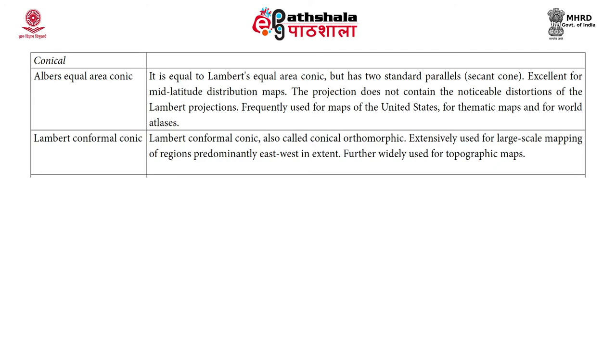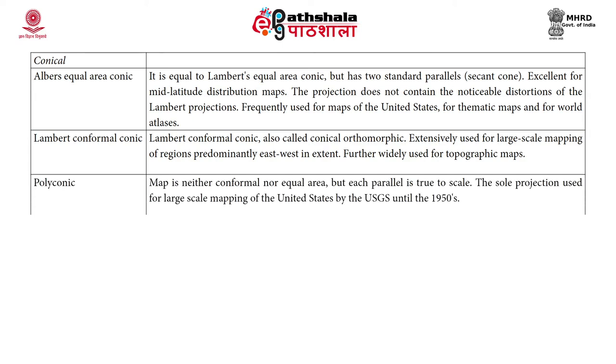Next is Lambert conformal conic projection. That is Lambert conformal conic, also known as conical orthomorphic, extensively used for large-scale mapping of regions predominantly east-west in extension, and further widely used for topographic maps.